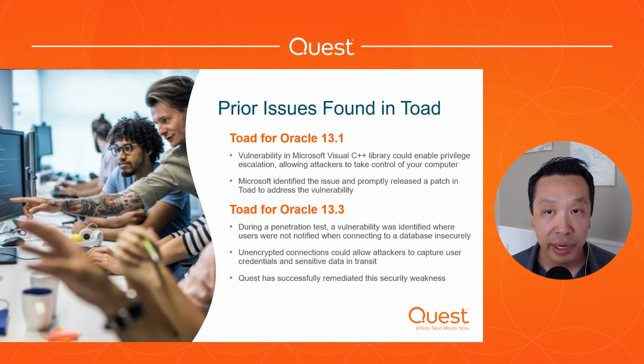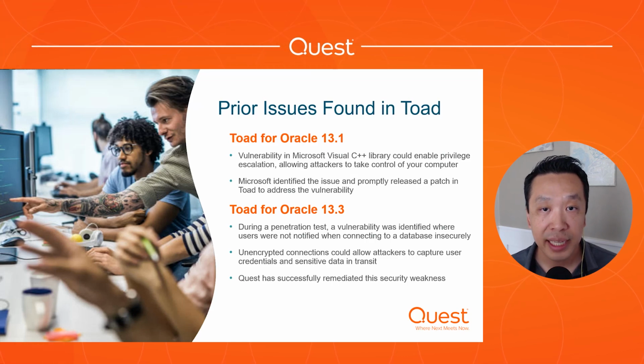And I wanted to point out a couple things here because I have seen people run Toad 13 or even older than Toad for Oracle version 13. And I want to give you two real-world examples where issues were discovered and fixed immediately, right? So in Toad version 13.1, there was a vulnerability found in a third-party component. It was inside the Microsoft Visual C++ library. A lot of products use the C++ library, right? And so this was something that affected a lot of people.